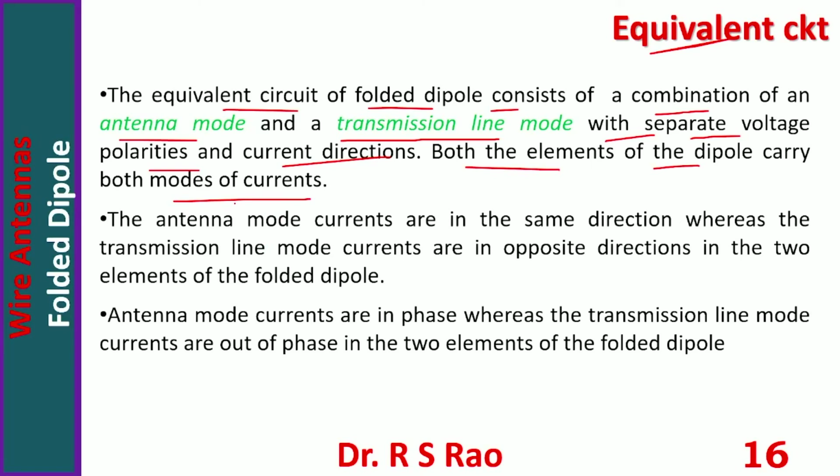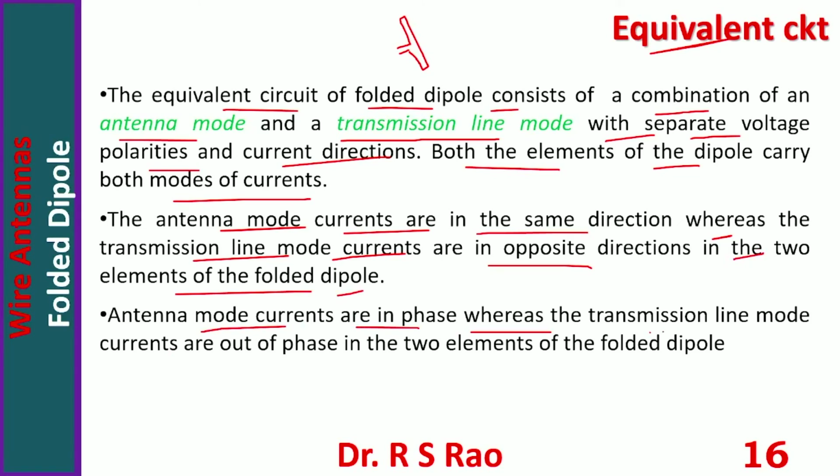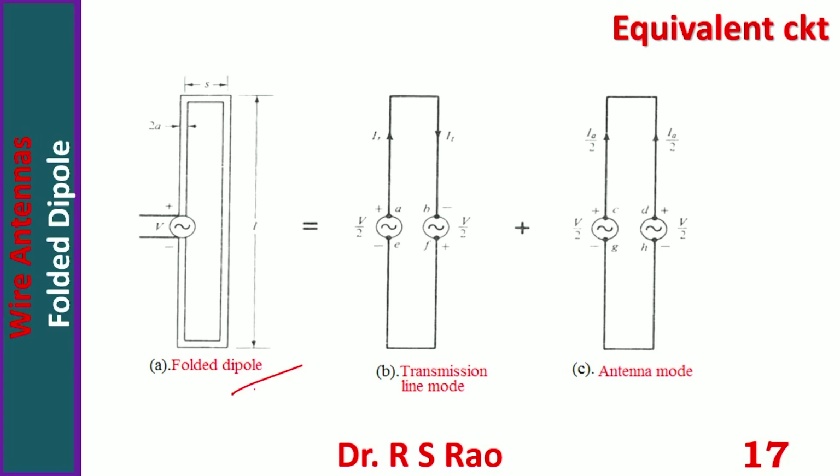He is talking about two element folded dipole. Two element folded dipole means like this. The antenna mode currents are in the same direction, whereas transmission line mode currents are in opposite directions. In the two elements of folded dipole, antenna mode currents are in phase, whereas transmission line mode currents are out of phase.